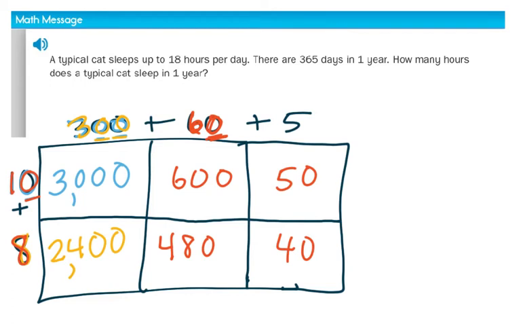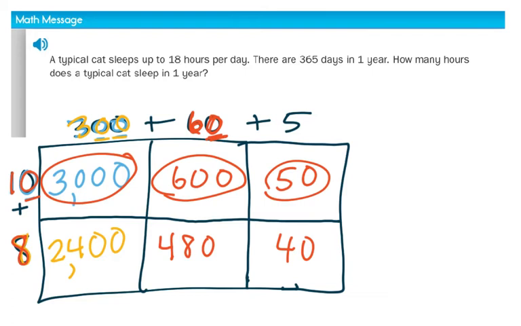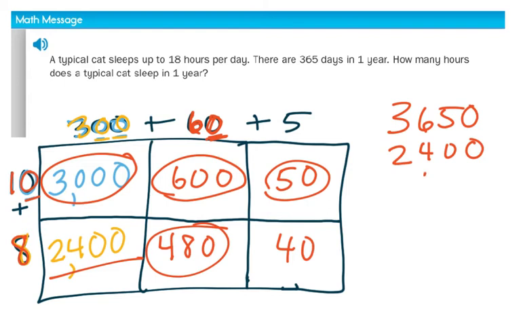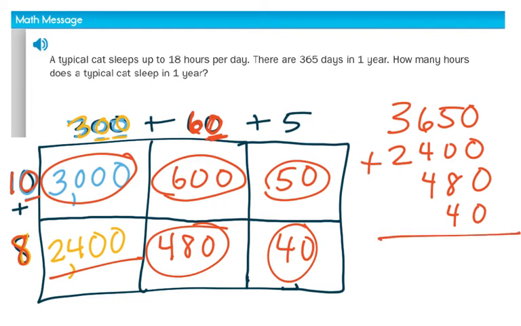Now I can make this a little bit simpler to add all of these up. If I take 3,000 plus 600 plus 50 is 3,650. And then if I add together these numbers, 2,400, 480, and 40, if I add all of those up, that will give me the product of 365 times 18.